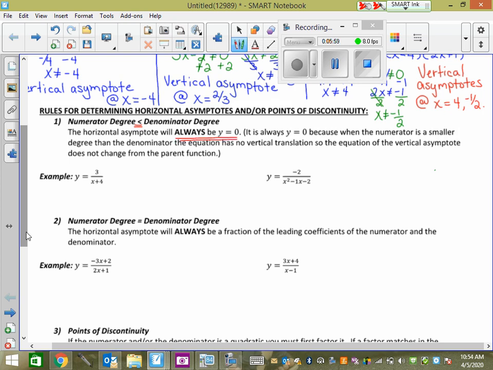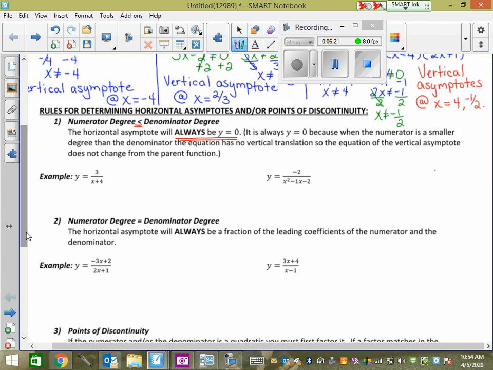Always y equals 0, because when the numerator is a smaller degree than the denominator, the equation has no vertical translation. So the equation of the horizontal asymptote does not change from the parent function. So technically, if I have 3 over x plus 4, I would technically have a plus 0 at the back. So it's not vertically translating anywhere. So my y equals 0 would stay y equals 0.